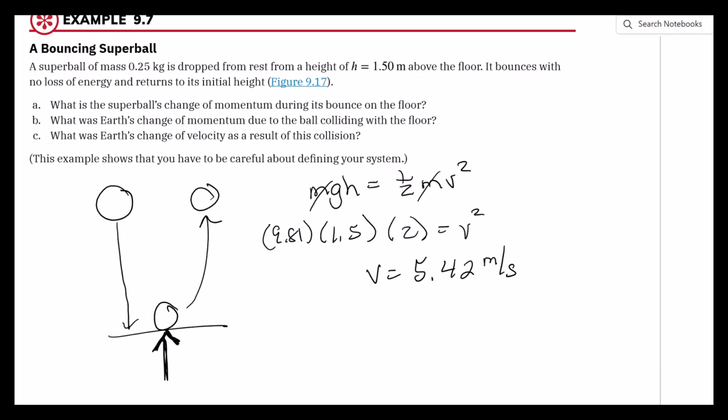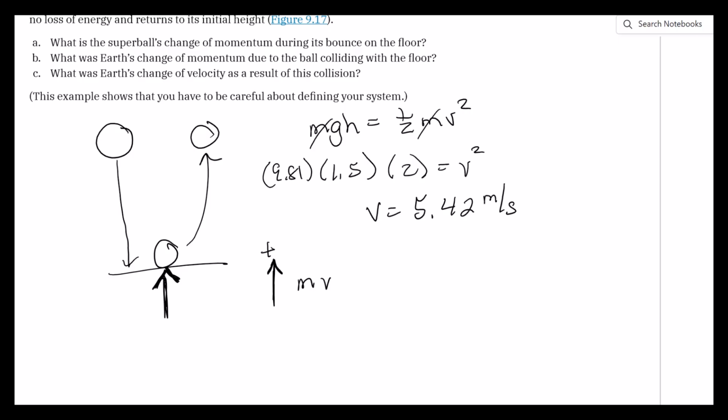Let's see. So I have mv, and I'm just going to define up as positive, and I'm just going to be going straight up and down. So I'm going to drop my vector symbols. Okay. So its initial velocity, as it's coming down, is 5.42 meters per second coming down.